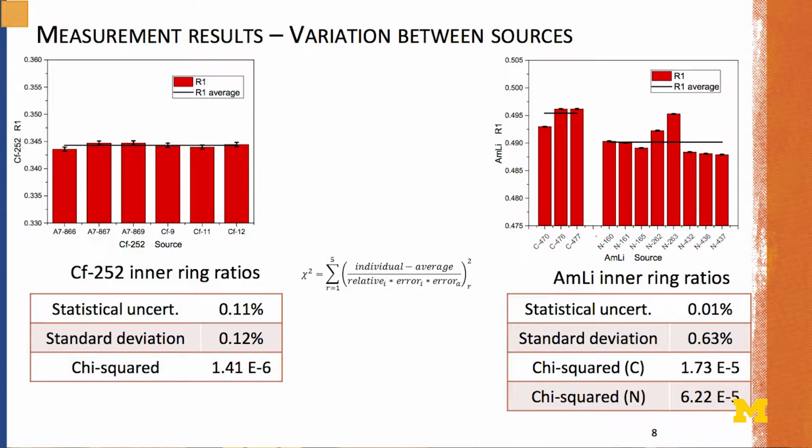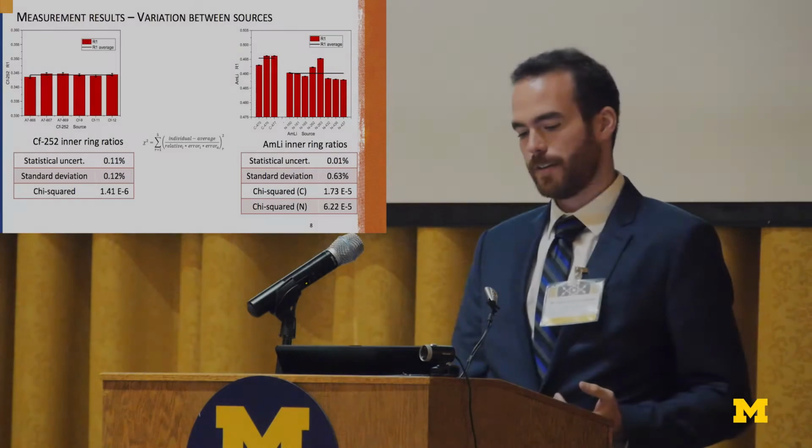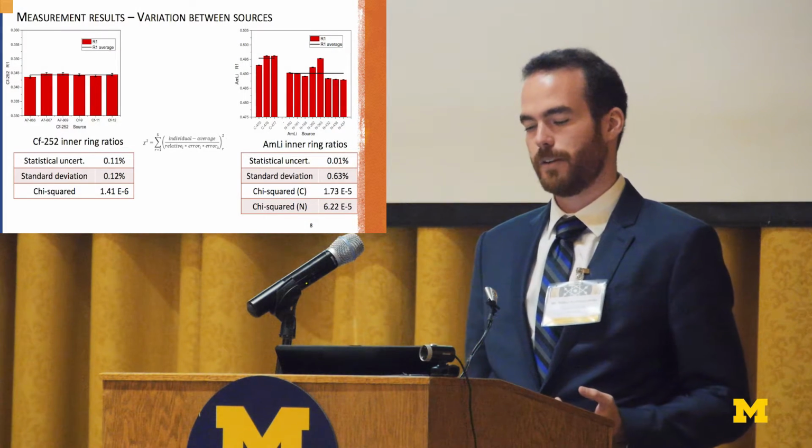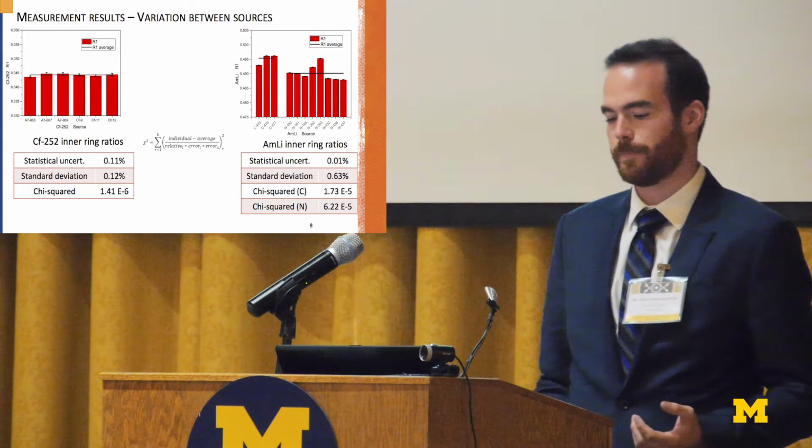So these are the measurement results for the inner ring. First for californium, and then also for AMLI; the black line is the average. On your left side, the first 3 are the C series gamatron sources, and on the right side are the N series sources. You can see there's a pretty significant difference between the C and the N series sources. And the error bars are also plotted, so as you can see, they're pretty much insignificant.